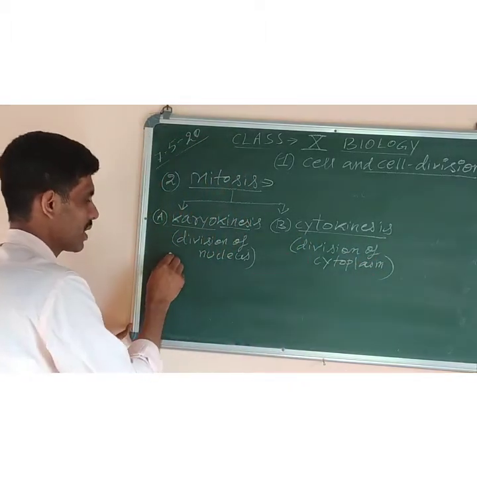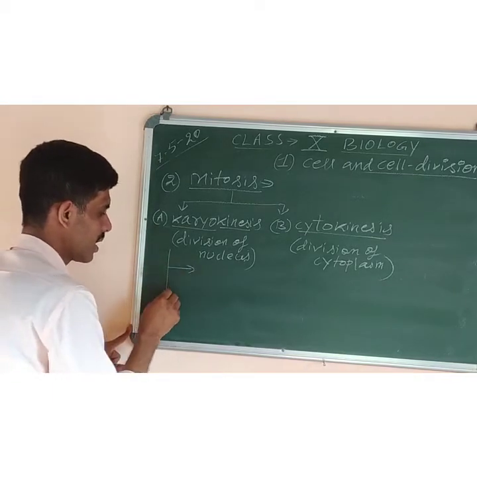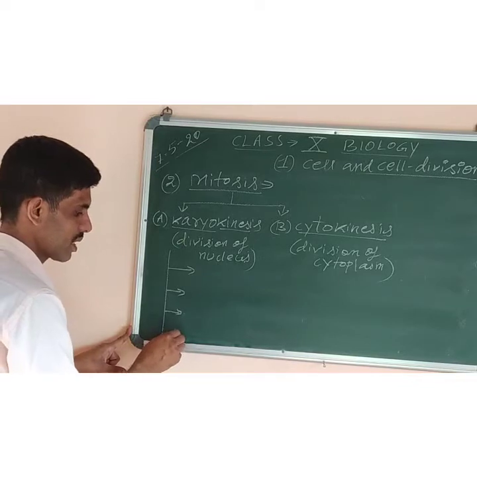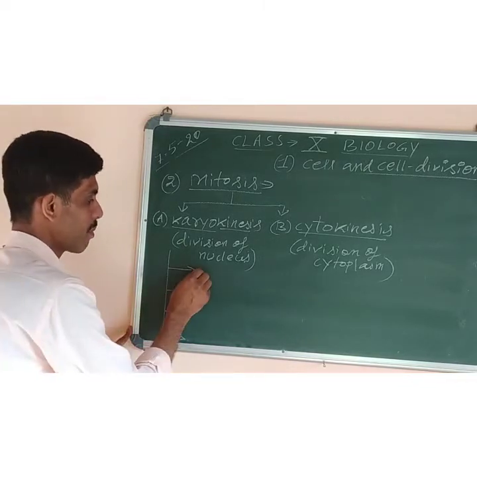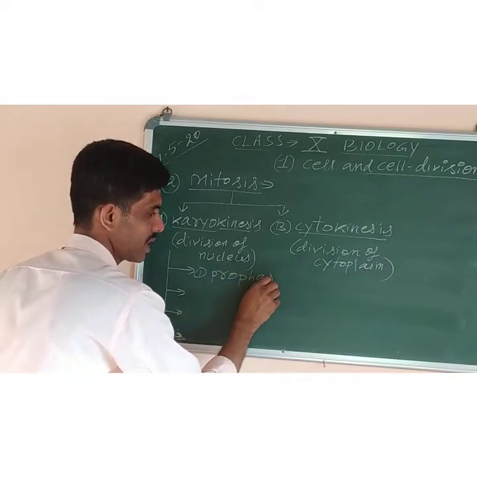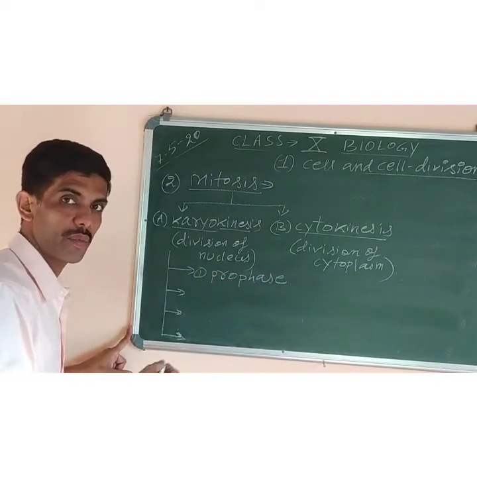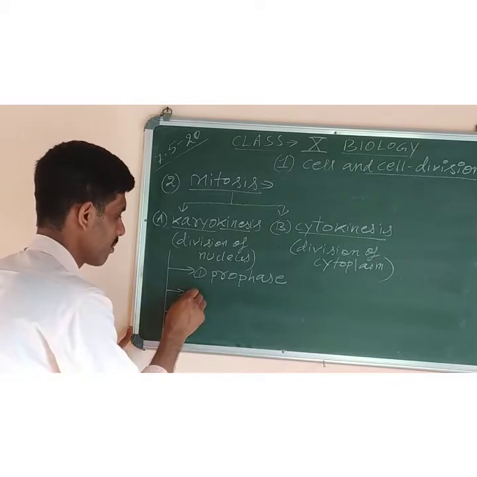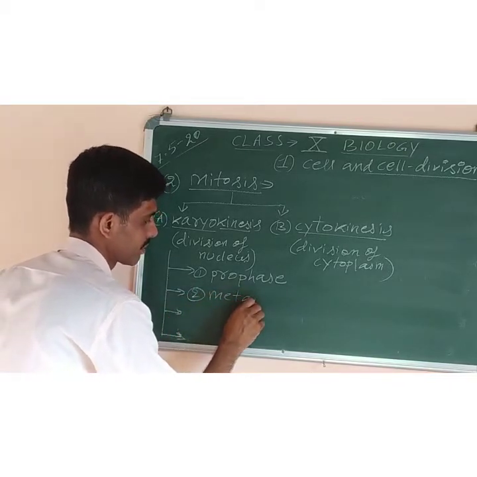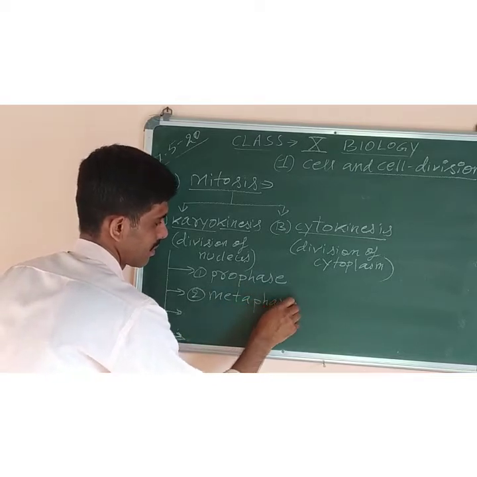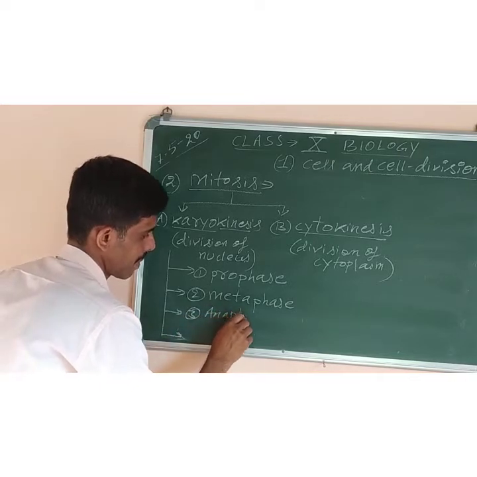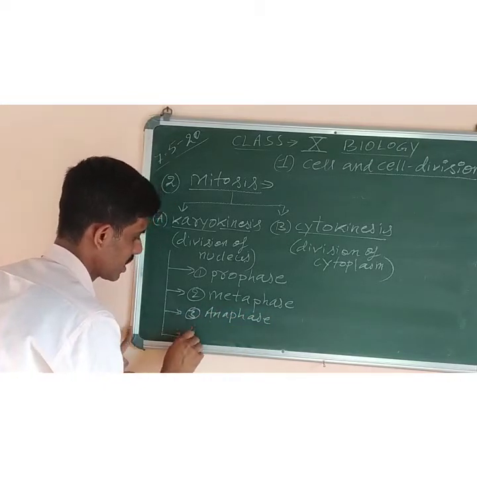Okay, we have to start with karyokinesis. This karyokinesis or nuclear division is completed in 4 stages, sub-stages. What are they? Number 1, prophase. We have to study all these 4 stages along with the diagram and the important events which occur during them. Prophase. Second is metaphase. Third one is anaphase. And the fourth one is telophase.